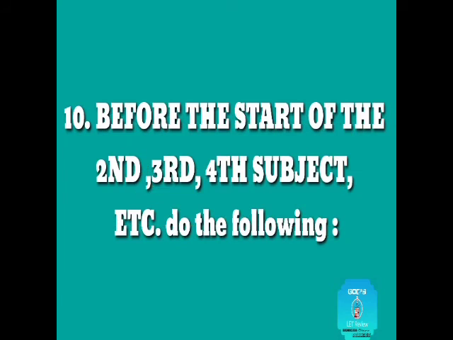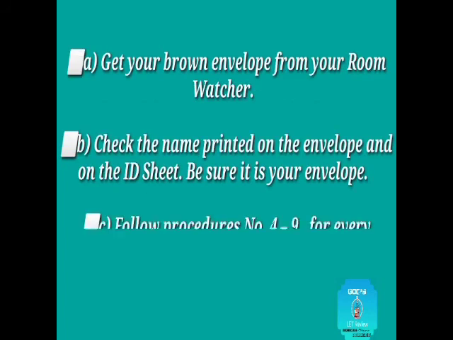10. Before the start of the second, third, fourth subject, etc., do the following. A. Get your brown envelope from your room watcher. B. Check the name printed on the envelope and on the ID sheet. Be sure it is your envelope. C. Follow procedures number 4 to 9, for every subject.